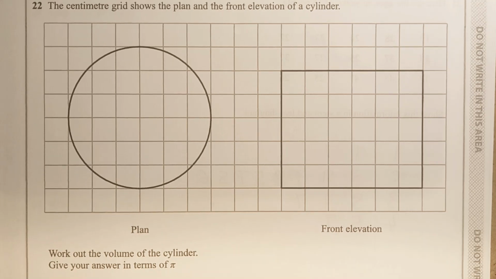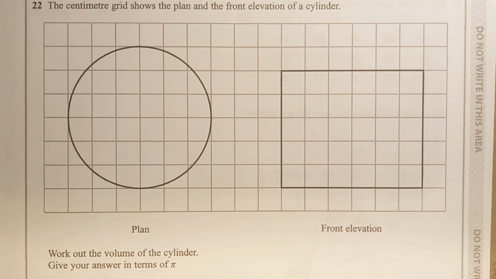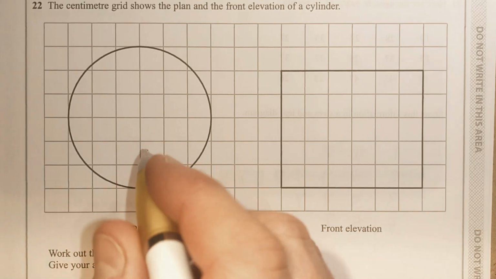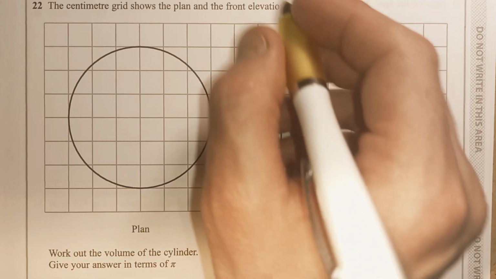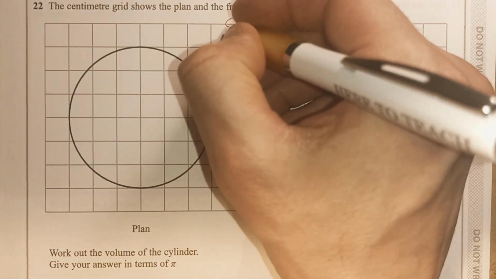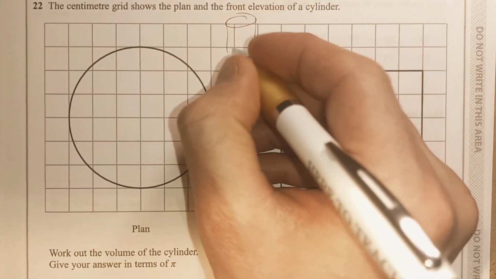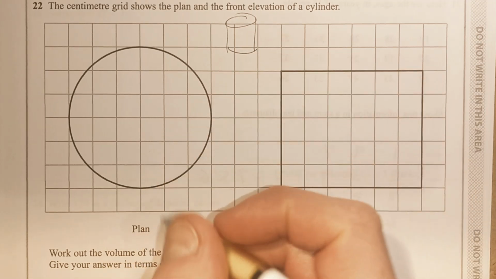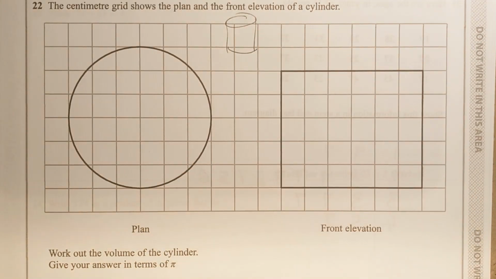Question 22. The centimetre grid shows the plan and the front elevation of a cylinder. Remember, the plan is like the bird's eye view looking down on a cylinder. In fact, let's just show what we mean by a cylinder. Well, it's something like a can of Coke or a tin of beans. So we've got the plan, front elevation. Work out the volume of the cylinder. Give your answer in terms of pi.